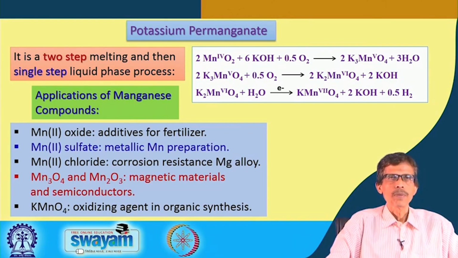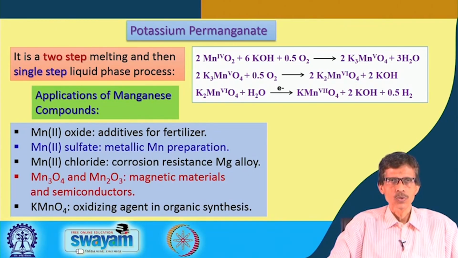MnO, manganese(II) oxide, can be used as an additive for fertilizer. These are not fertilizers themselves, but sometimes, to improve the quality of a particular fertilizer or as a micronutrient, some amount of manganese can be useful when we add, say, urea, or an NPK type of fertilizer. These are sometimes additives for solid materials like urea, or solid nitrogen, potassium or phosphorus based compounds. Some amount of manganese(II) oxide can be used.